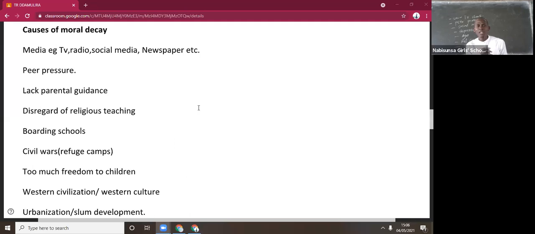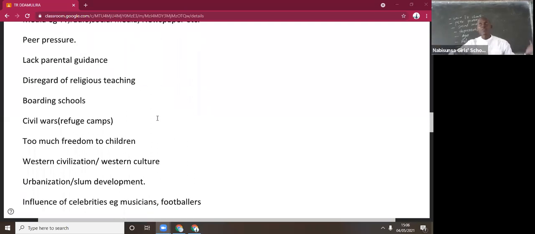Then they have talked about civil wars. Civil wars have also caused moral decay because people run away from different areas and are put in camps. Others come from Sudan, others from elsewhere, and it becomes a multicultural area. They end up having a different life. Like Jamaica, they took Africans from different areas and put them in one area, and they formed their own culture. You get Soga, Muganda, Munyankore, because of the slave trade, they were put together. Now when you look at the Jamaican people, they don't have culture.